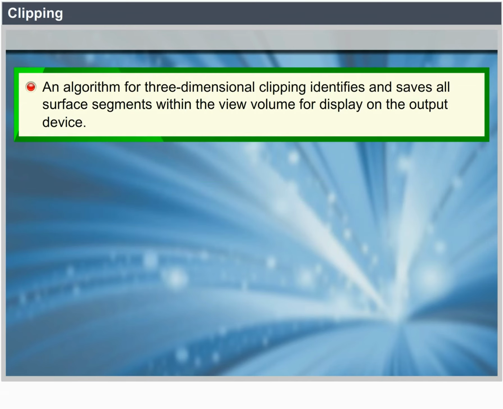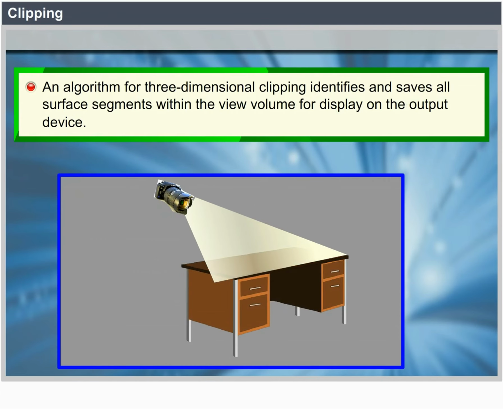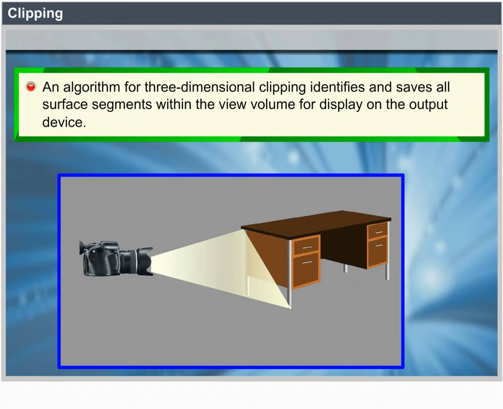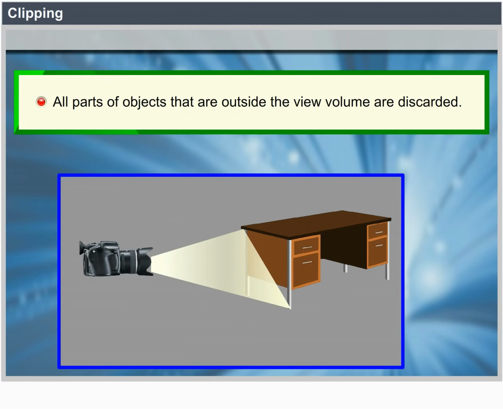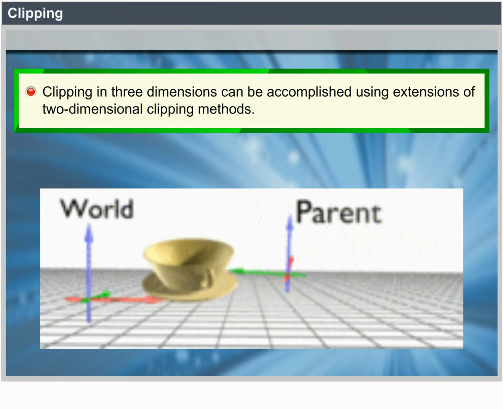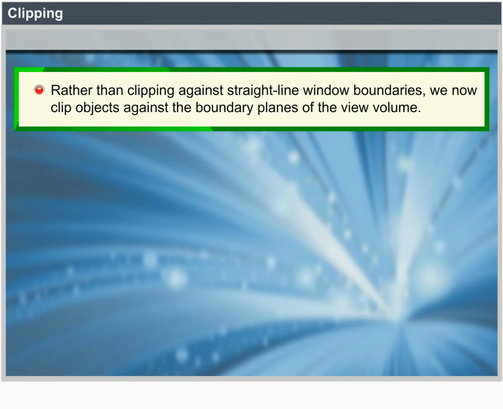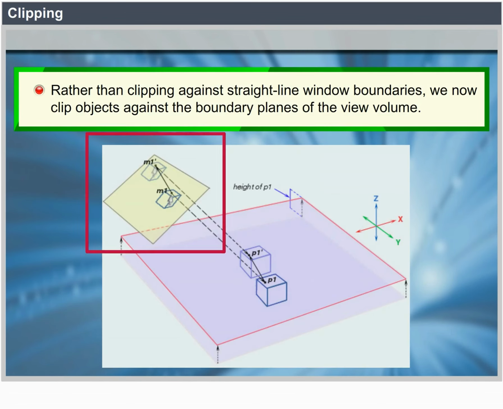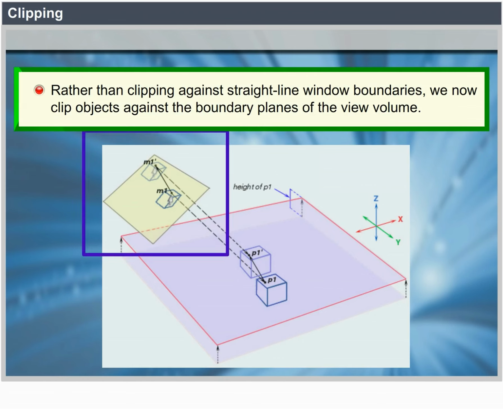Clipping. An algorithm for three-dimensional clipping identifies and saves all surface segments within the view volume for display on the output device. All parts of objects that are outside the view volume are discarded. Clipping in 3 dimensions can be accomplished using extensions of 2-dimensional clipping methods. Instead of clipping against straight line window boundaries, we now clip objects against the boundary planes of the view volume.